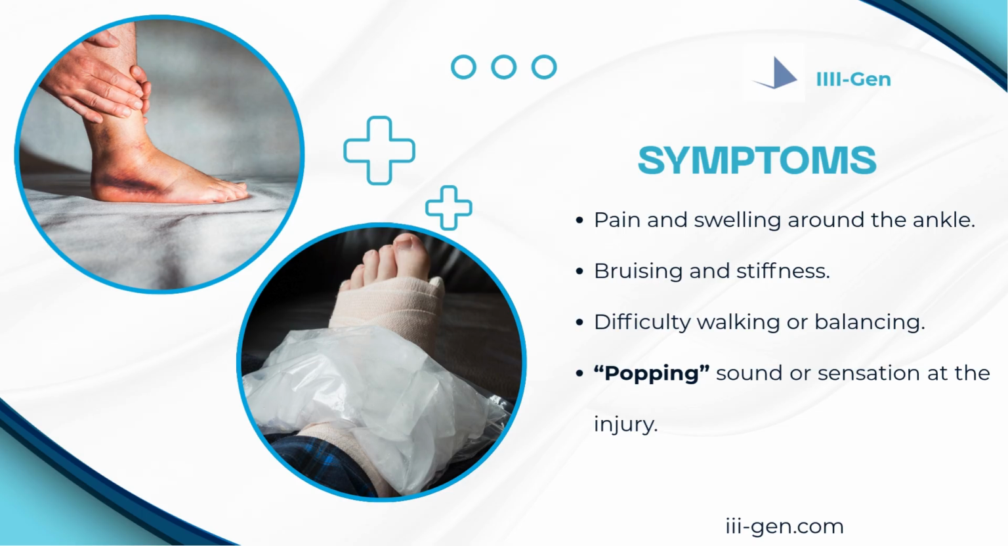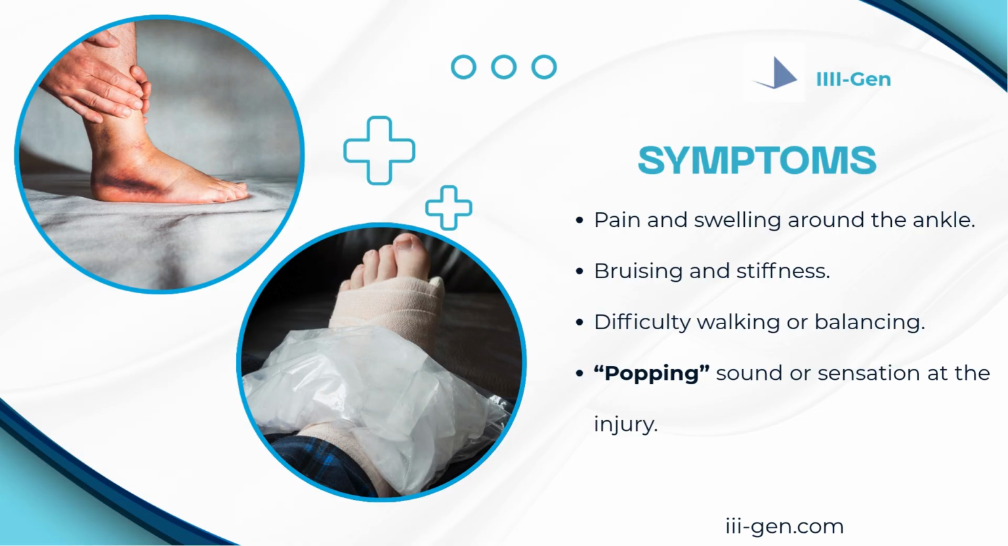Now, let's talk about some more symptoms with the ankle sprain once it occurs. Pain and swelling around the ankle, as you see in this picture, top left, as well as bruising and stiffness, difficulty walking or balancing, and a popping sound or sensation at the injury site itself. In short, when you roll your ankle, you can pretty much tell pretty quickly if you have an ankle sprain just by these common symptoms.